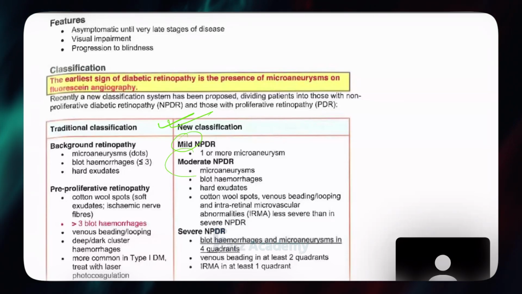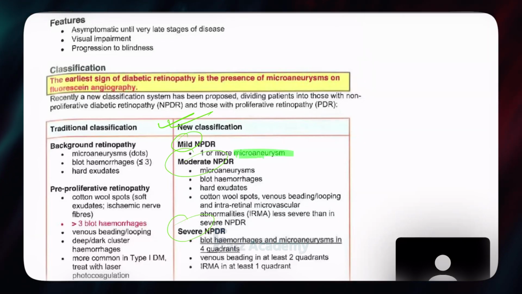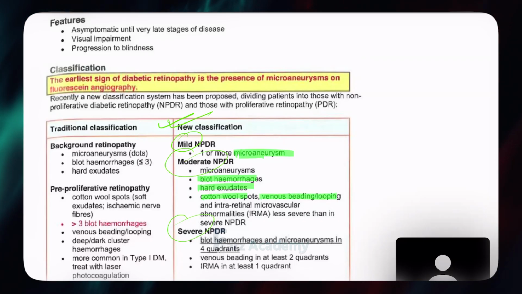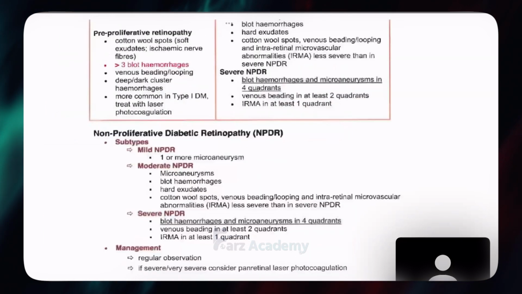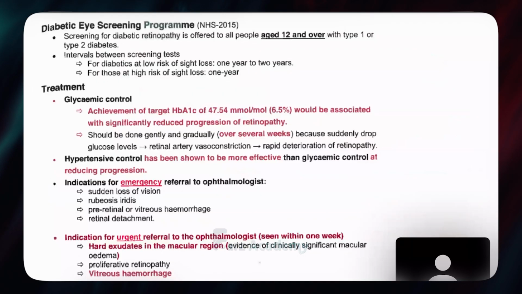So you only have to remember the new classification. It is mild, moderate, and severe. In mild, there are microaneurysms. In moderate, there are dot blot hemorrhages, hard exudates, venous beading, looping, cotton wool spots. And in severe, there are blot hemorrhages, microaneurysms, IRMA. IRMA is intraretinal microvascular abnormalities in at least one quadrant, venous beading in two. So as we saw here, it is the hard exudates and the venous beading which are typical of diabetic retinopathy.